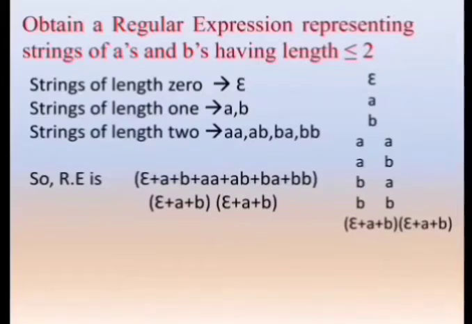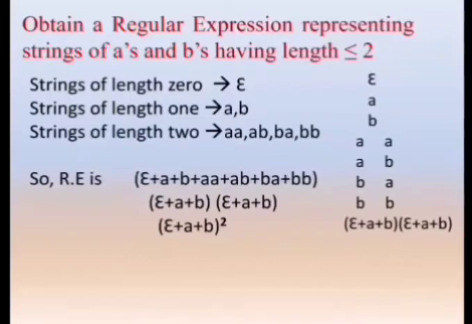For strings of length 2, the characters can be either A or B. So that means the first character can be either epsilon or A or B. Similarly, the second character can be either epsilon or A or B. So this is the simplified regular expression. We can further simplify this and write it as (epsilon plus A plus B) whole square.